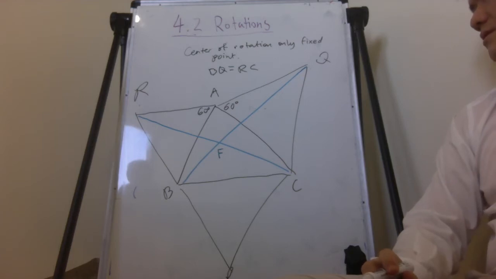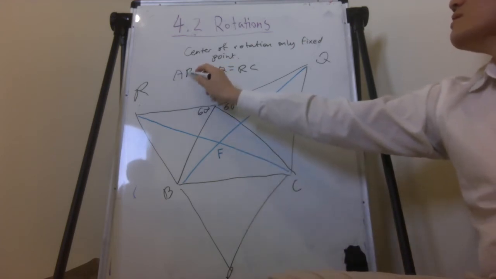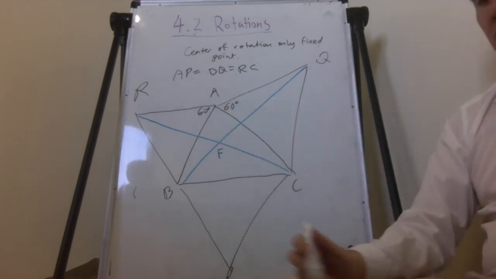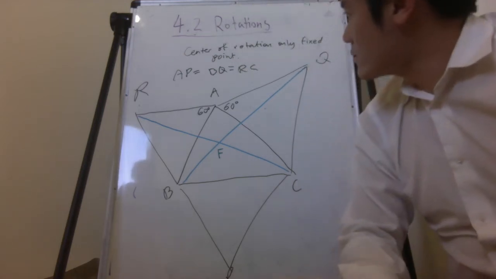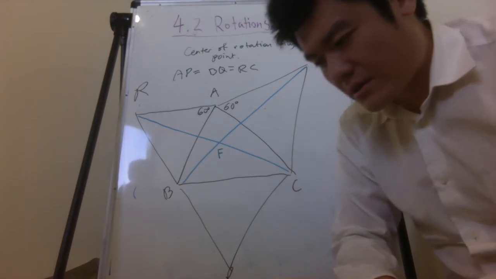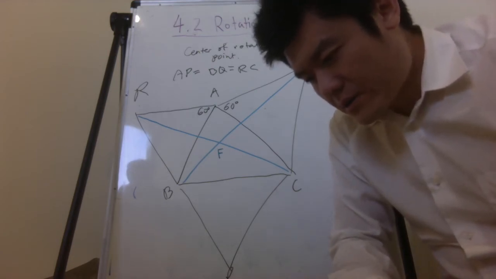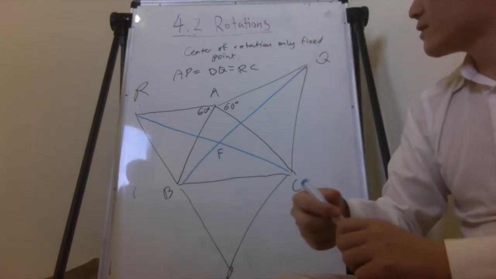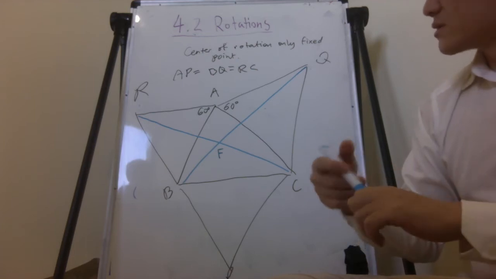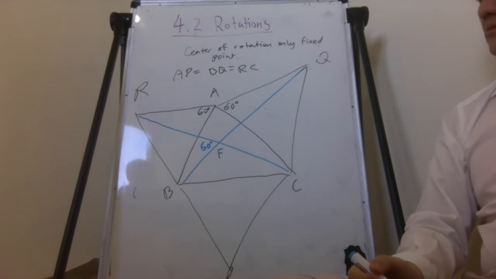I think by a similar argument, this is also equal to AP. I omitted the line AP from the diagram because it's a bit distracting. So AP equals BQ equals CR, it says in this. And angle RFB equals 60 degrees. So it claims that RFB is 60 degrees. Is that obvious?